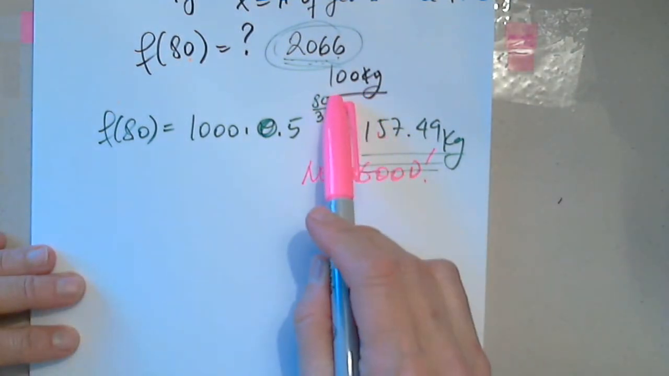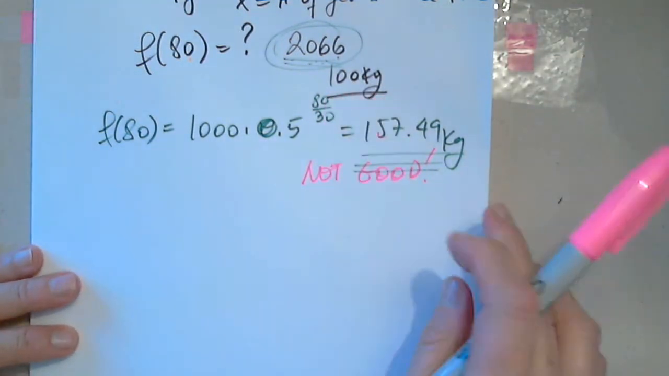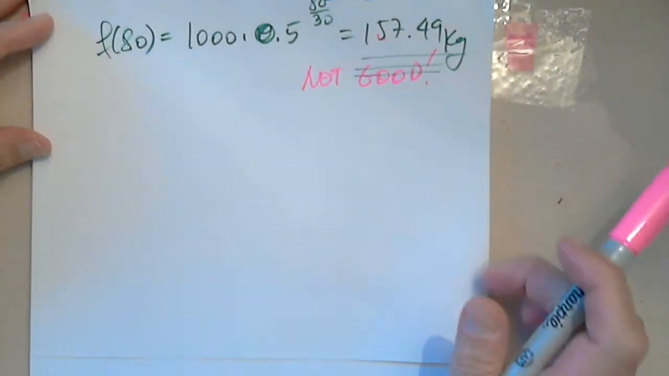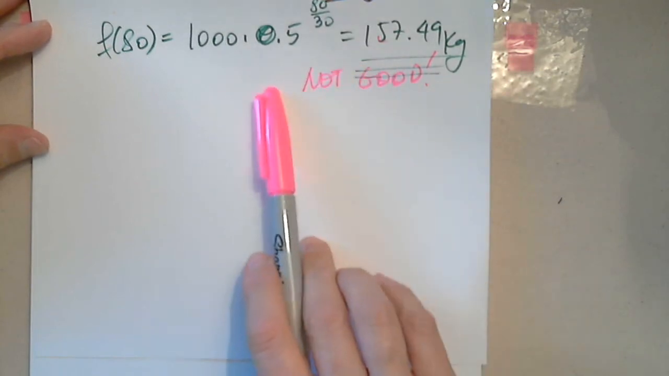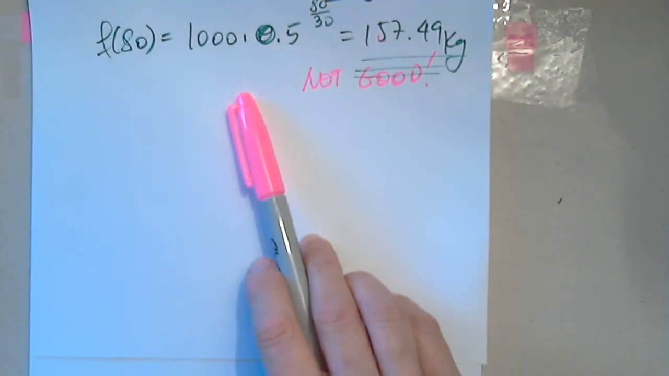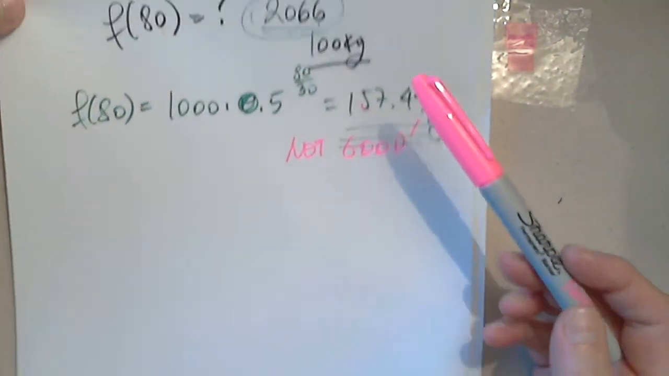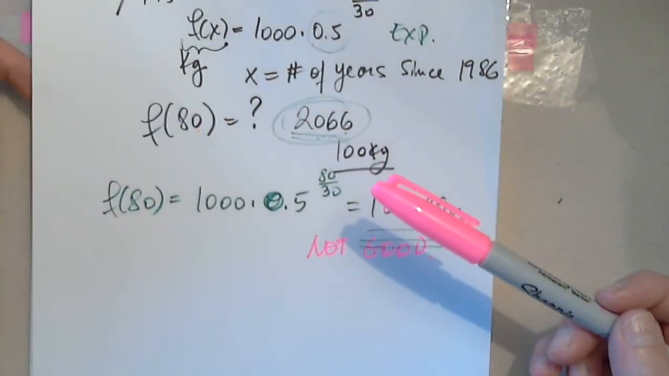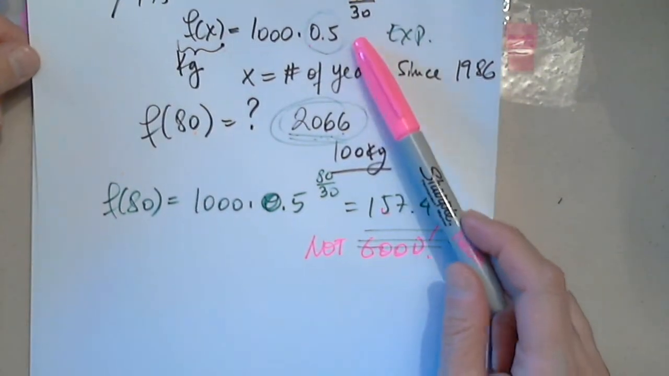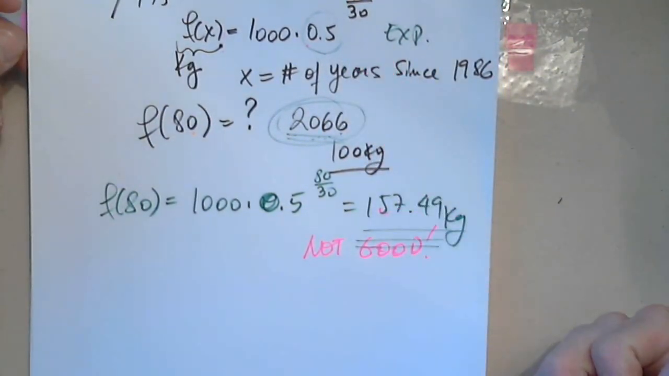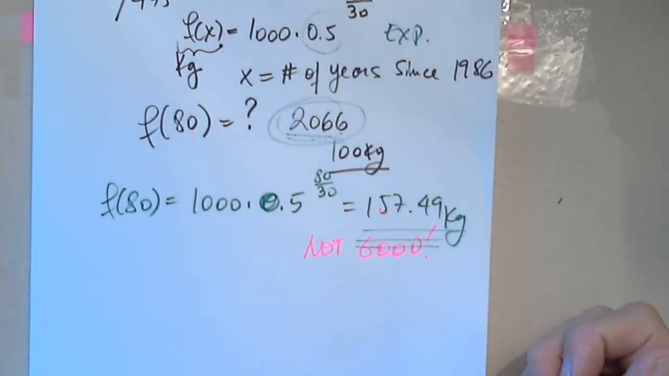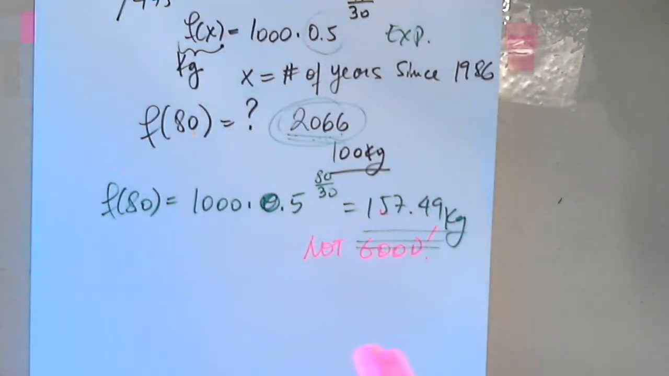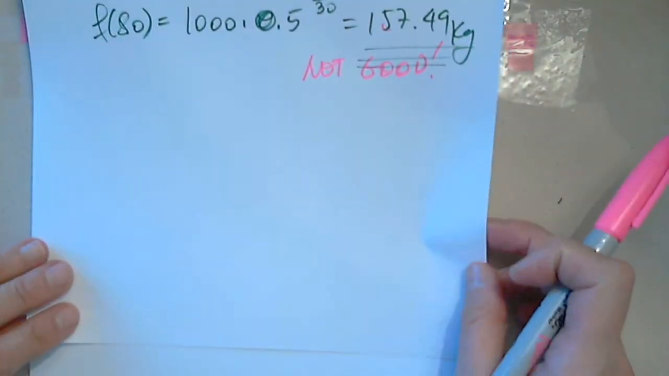Because it's more than 100. 100 will be okay, although even that for some people will be dangerous. But according to our function, if the function is still valid in 2066, I'm assuming that they determined this based on the half-life of cesium-137.